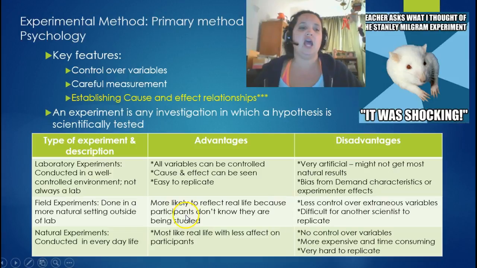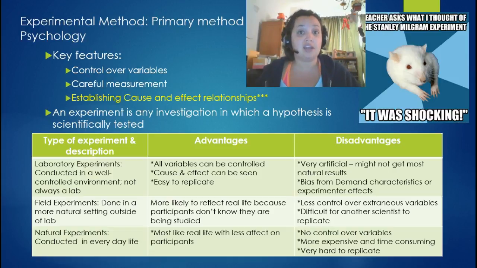There we go. The most common one that we're used to, of course, is the laboratory experiment, which is conducted in a very well-controlled environment. It doesn't always have to be in a lab, but it is an extremely well-controlled experiment. And all of the variables in a lab experiment can be controlled. So this is an advantage.